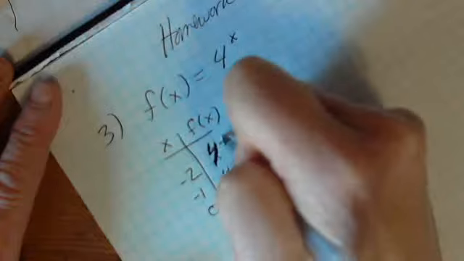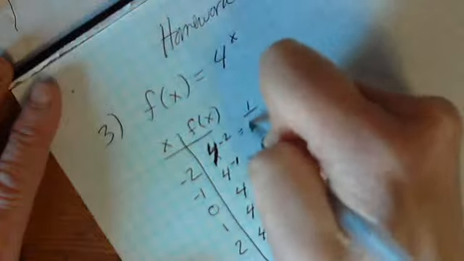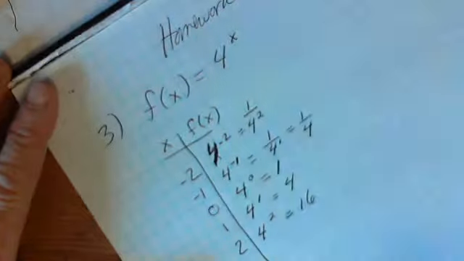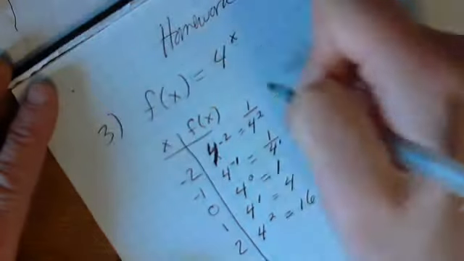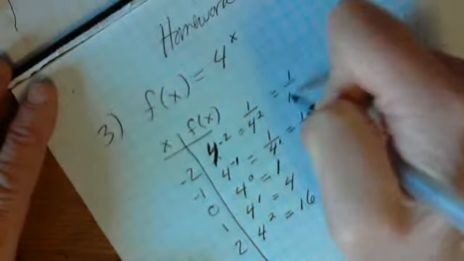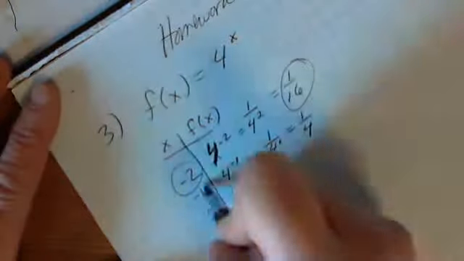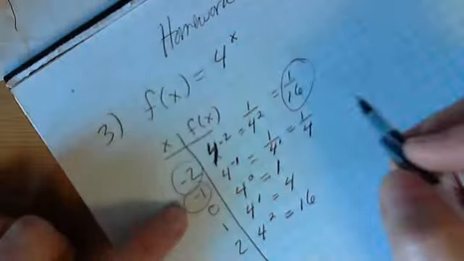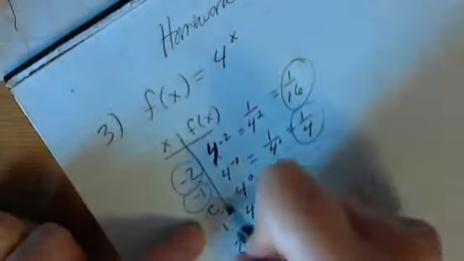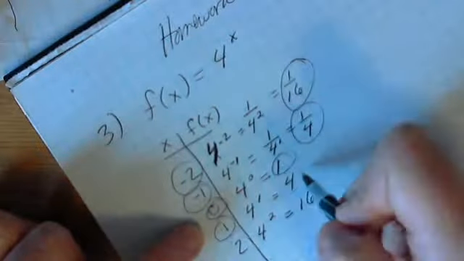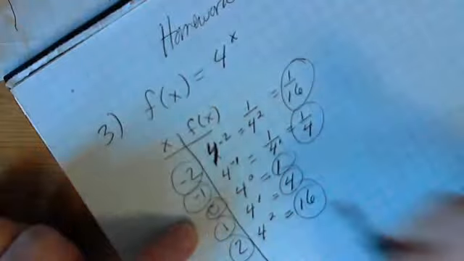4 to the negative 2 power is the same as 1 over 4 to the positive 2 power, which is 1 over 4 times 4, or 1/16. So input negative 2, output 1/16. Negative 1 input, output 1/4. 0, 1. 1, 4. And 2, 16.